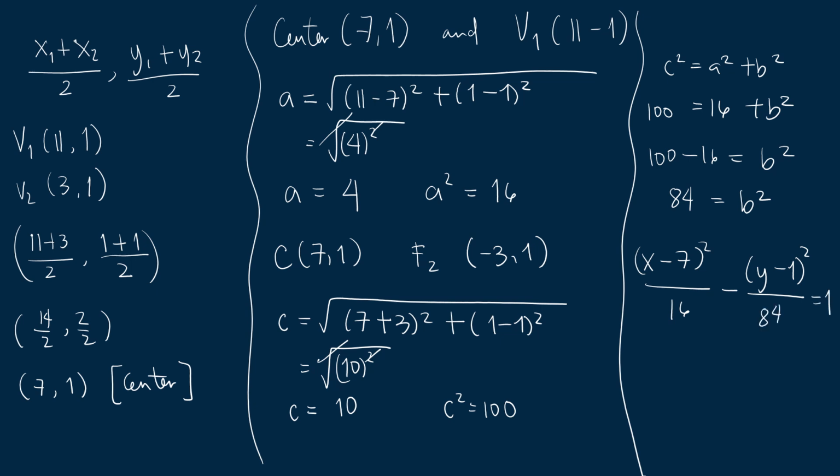So that is how you solve a given equation of a hyperbola where the only properties present are the vertex and the foci.